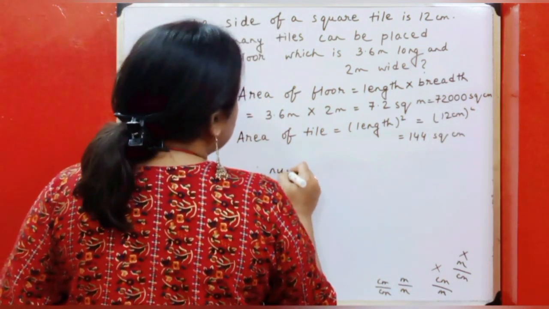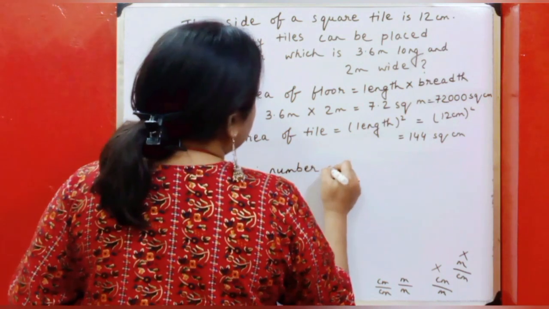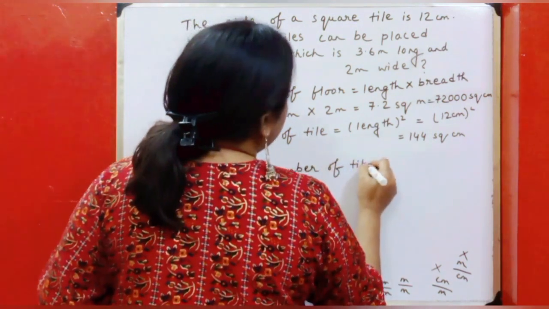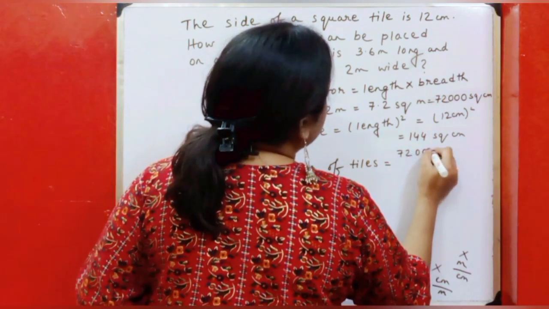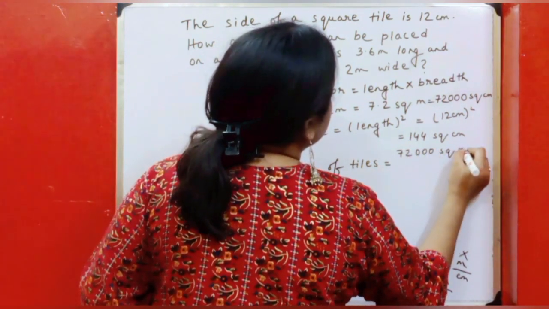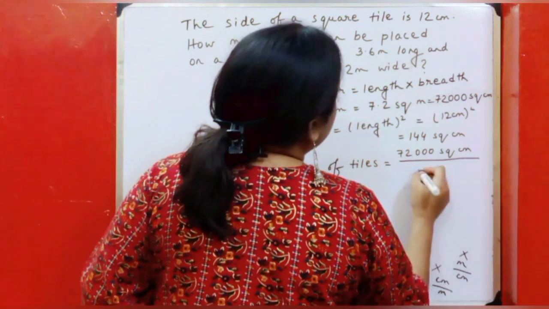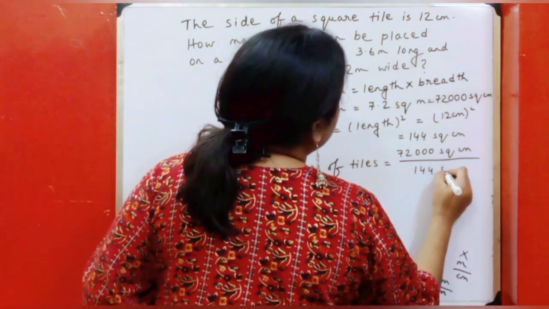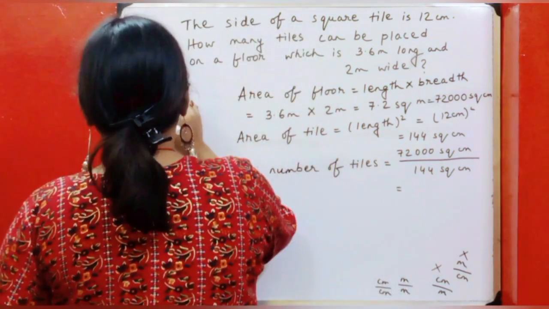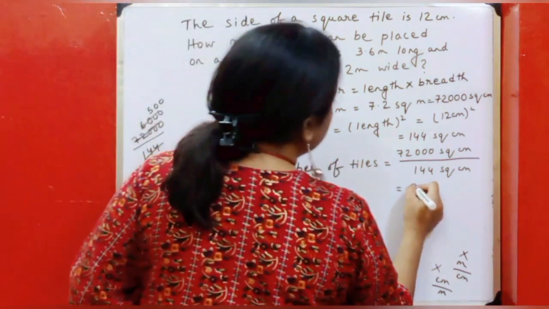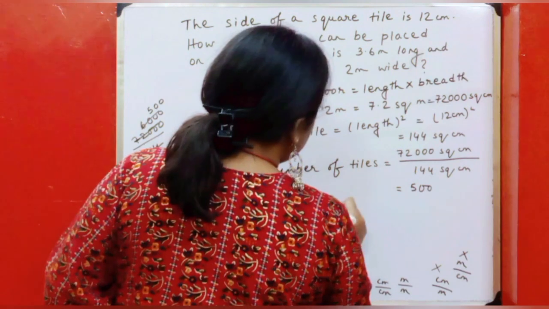Therefore, number of tiles is equal to 72000 square centimeter by 144 square centimeter. Let's divide. So it's 500. Answer.